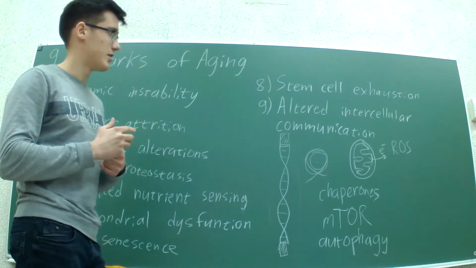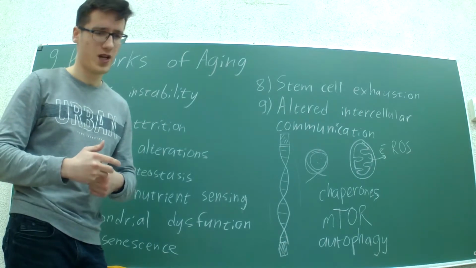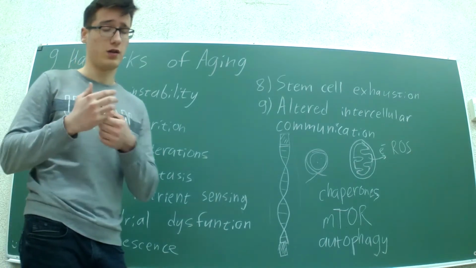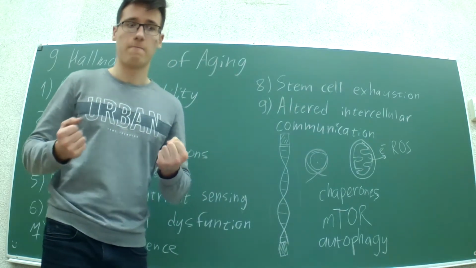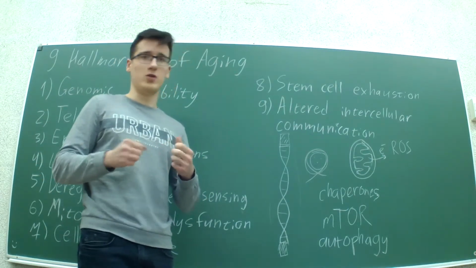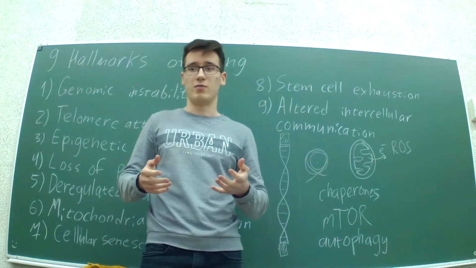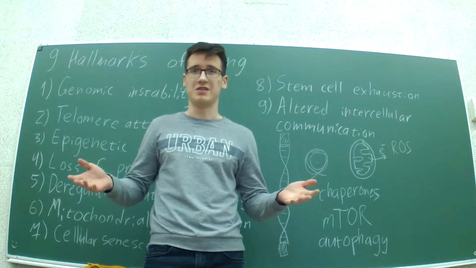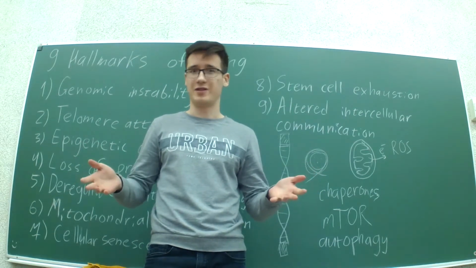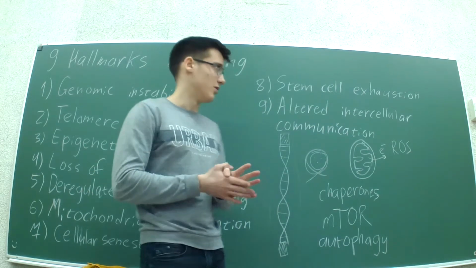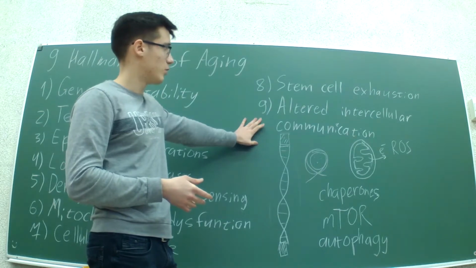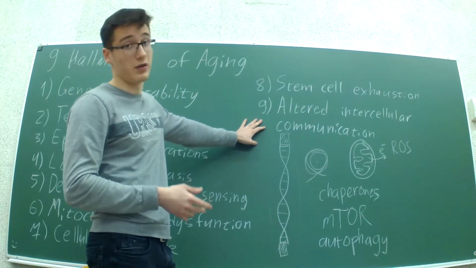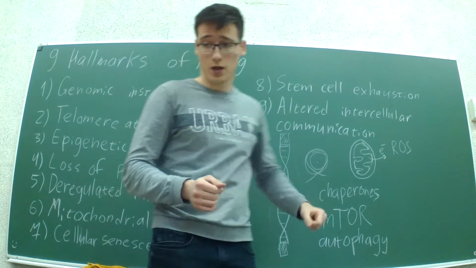And this results in excessive inflammation, which causes our immune system to become worn out. But without our immune system, we are prone to all diseases. And this is definitely not good for the body. So this is why altered intercellular communication is the ninth hallmark of aging. Okay?